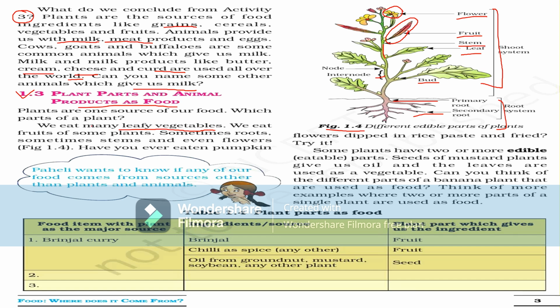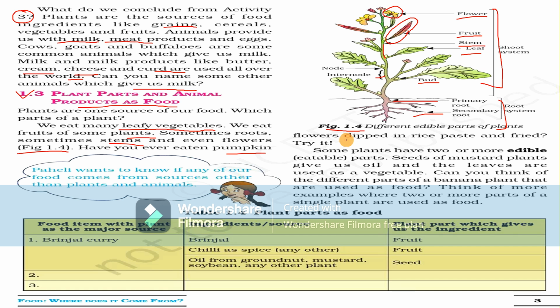We eat many leafy vegetables, right? We eat fruits of some plants like apple, orange, etc. Sometimes roots, sometimes stem, and sometimes even flowers, as shown in 1.4. Have you ever eaten a pumpkin? Pumpkin flowers dipped in rice paste and fried. Try it at your home.